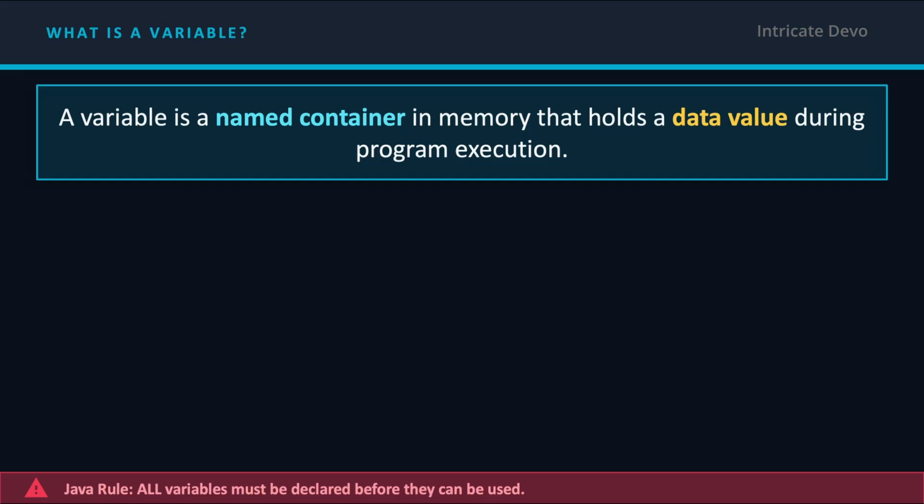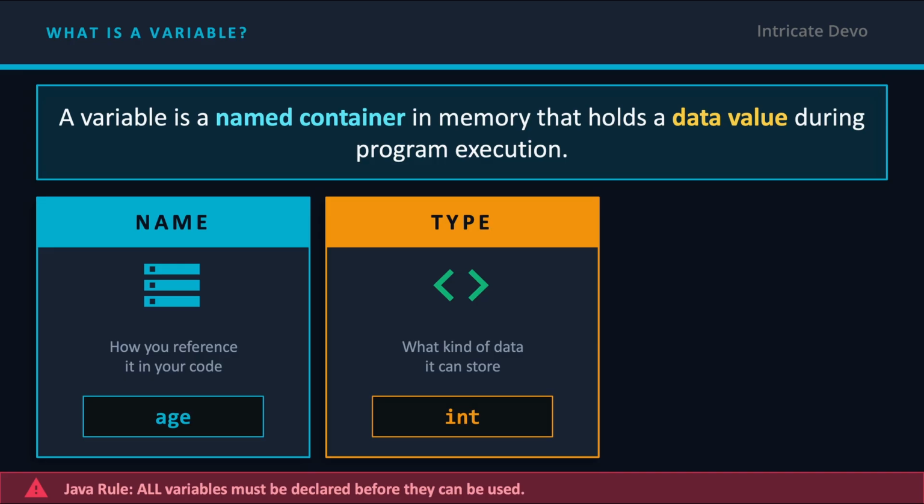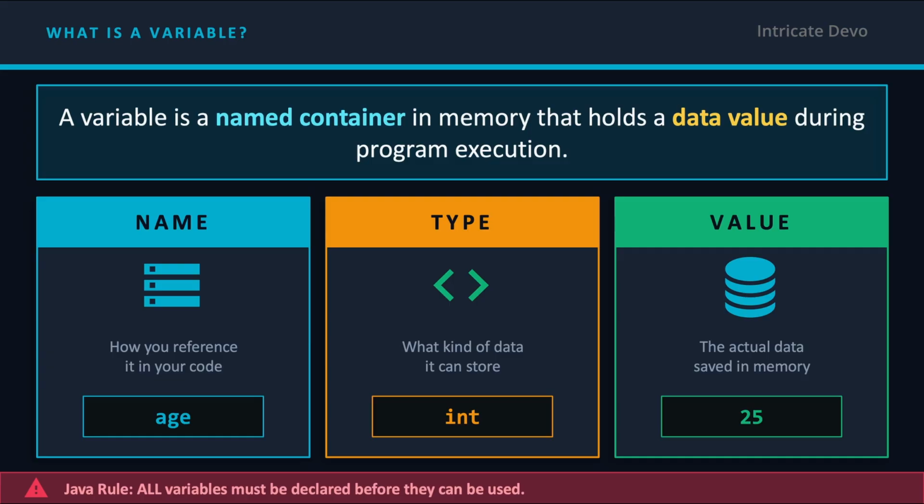Every single variable in Java has exactly 3 things. The first thing is a name. The name is how you refer to the variable in your code. For example, the word age or the word name, that's what you type when you want to use it. The second thing is a type. The type tells Java what kind of data is allowed inside this box. Is it a number? Is it text? Is it true or false? Java needs to know upfront. The third thing is a value. The value is the actual data stored in the variable, like the number 25 stored in a variable called age.